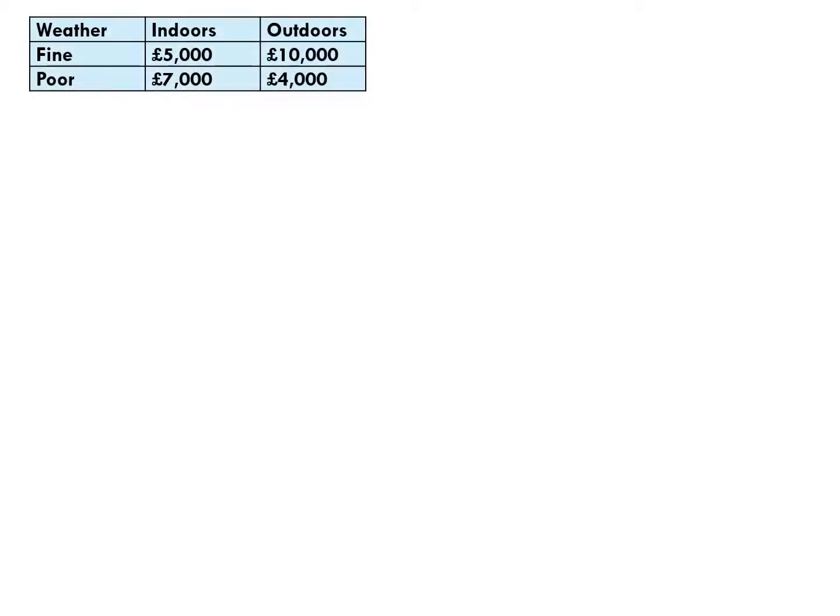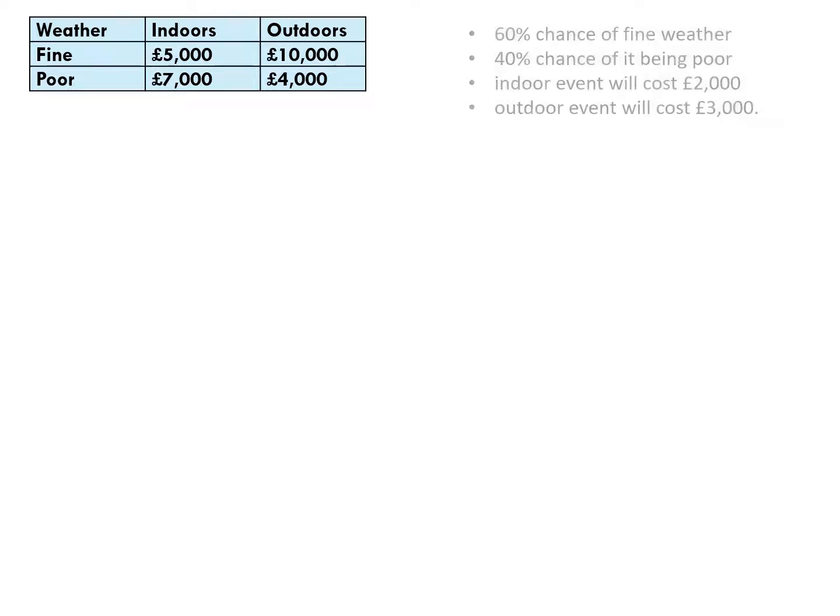So let's now create my decision tree. First of all, I need to know my potential outcomes, so my potential returns for different courses of action. So indoors or outdoors, if the weather is fine or poor. I also need to know the probabilities, so 60% chance of fine weather, 40% chance of it being poor. I also need to know the cost of each action. So the indoor event will cost £2,000, the outdoor event will cost £3,000.